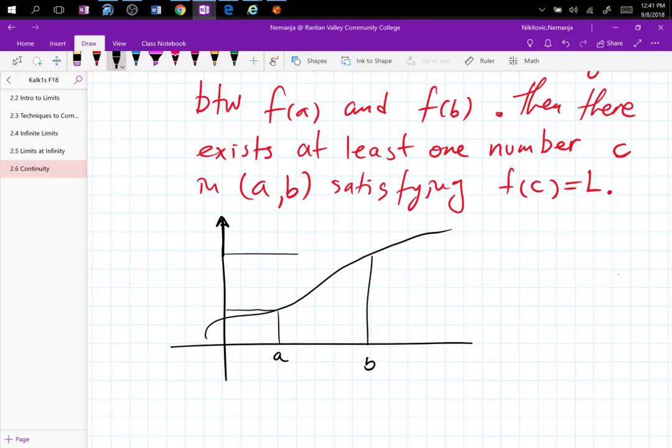If you trace these guys back, this is your f of a and this is your f of b, because b produces f of b and a produces f of a. So now they say if the function is continuous, well, there it is, and you have a number L strictly between f of a and f of b, that means that L is the y value. Pick that L anywhere here. The theorem says there is a value x equals c which makes that L. We can trace this back and actually find that c.